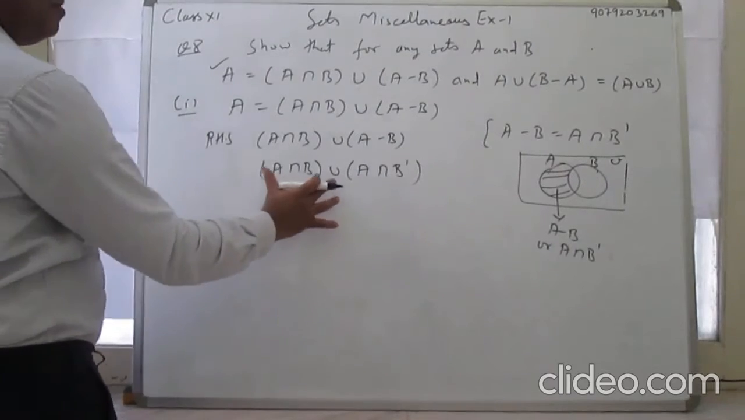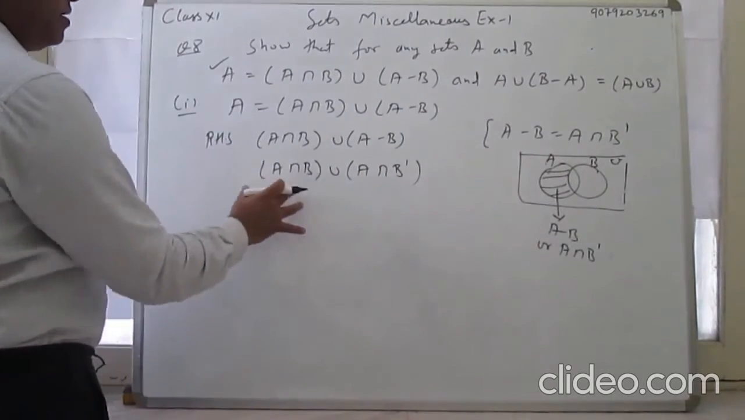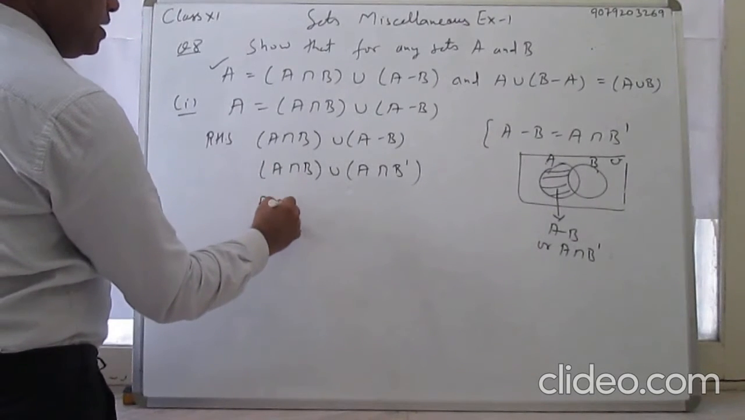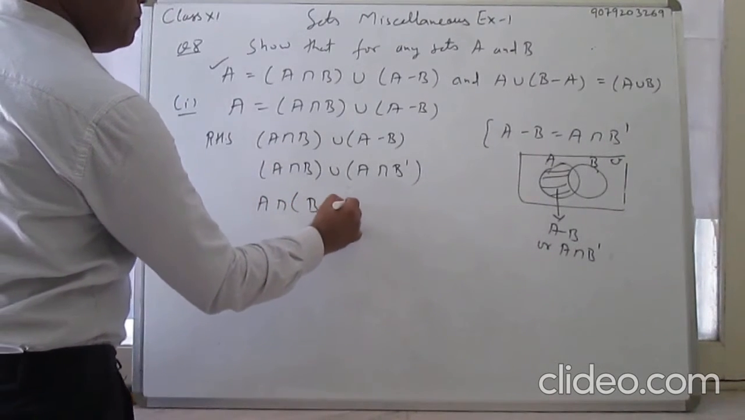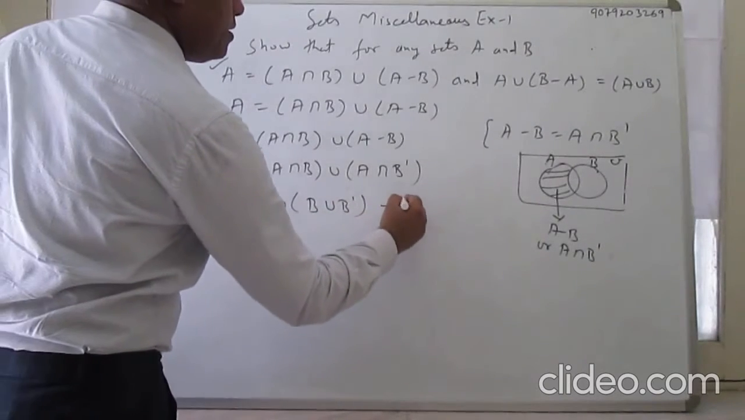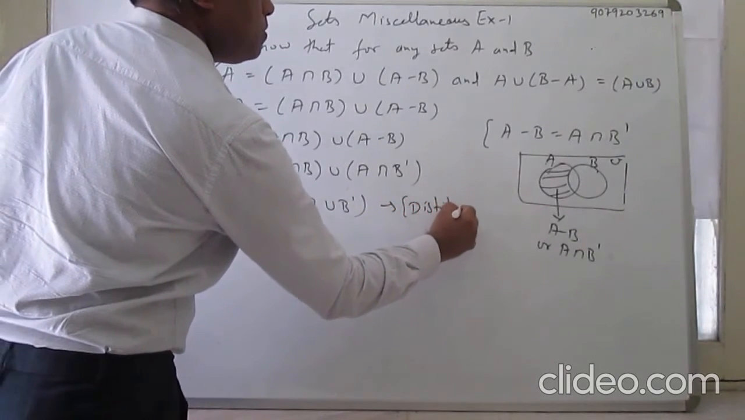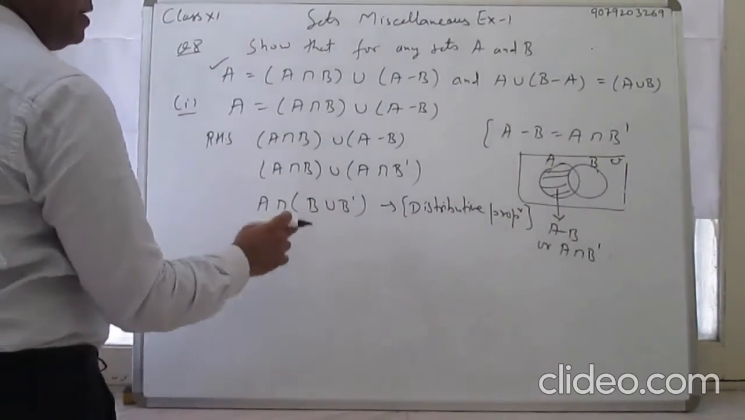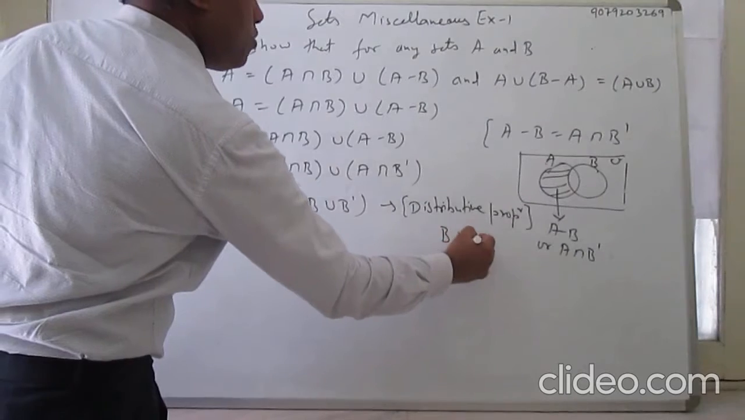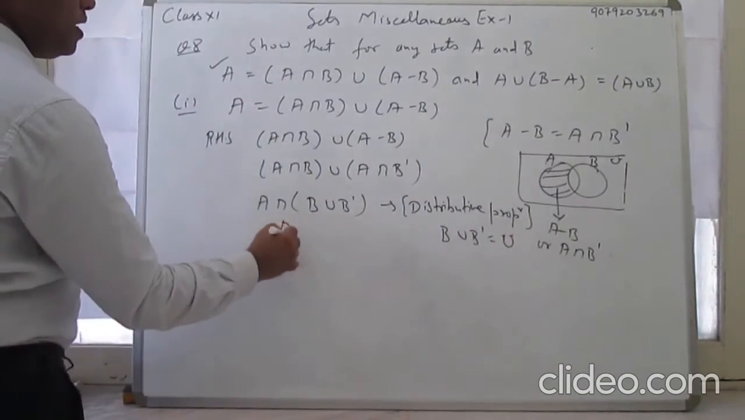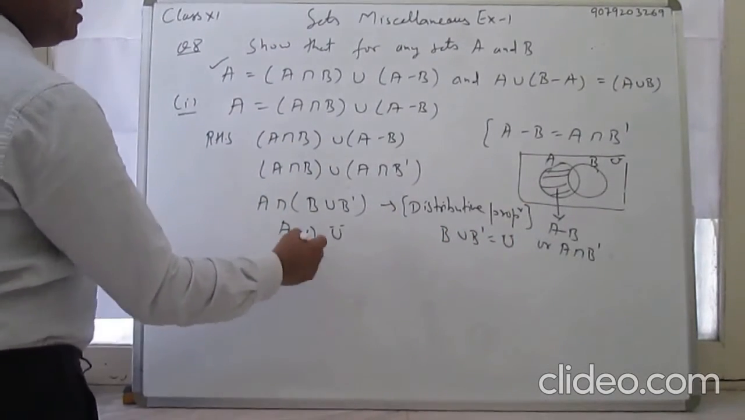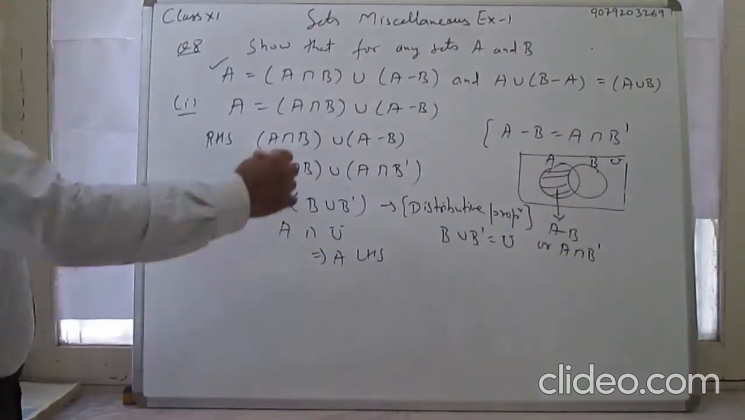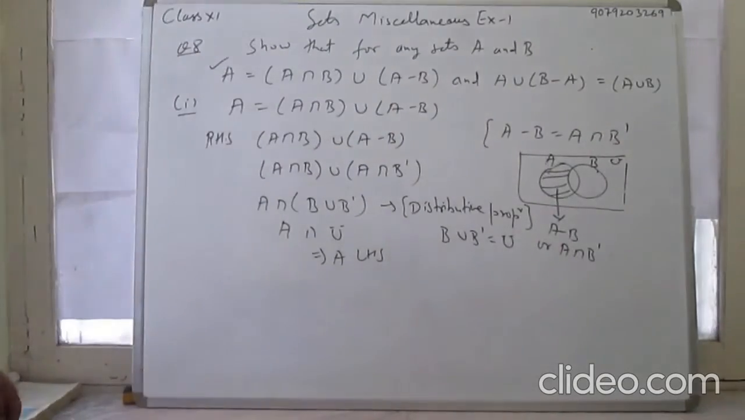Now by distributive property you will get intersection over union, and A is common, you can write A intersection B union B complement. This is by distributive property. So B union B complement is universal set. So A intersection universal is A. This is left hand side. Now I will do second part. This is over. Now I will take second part.